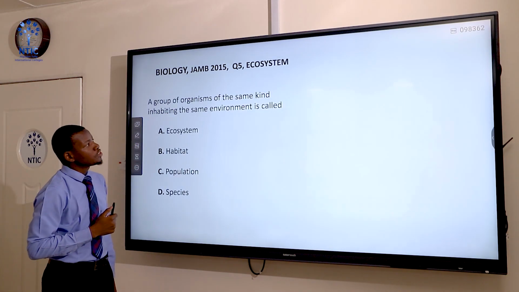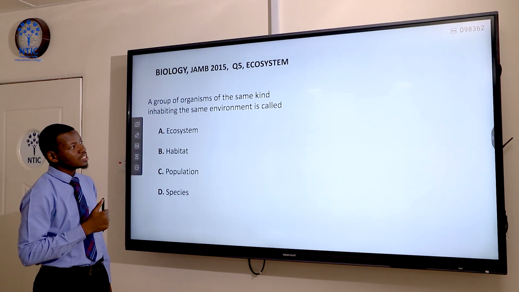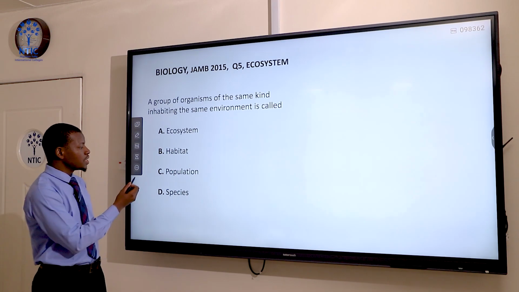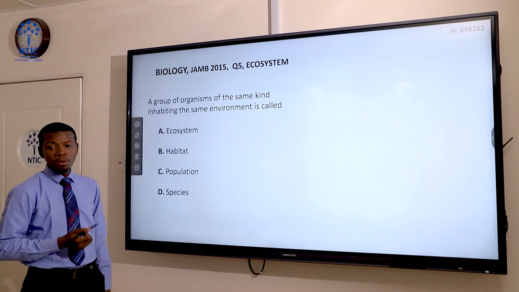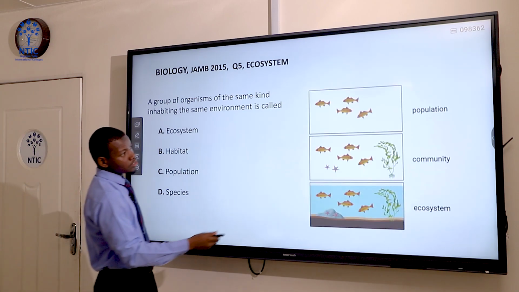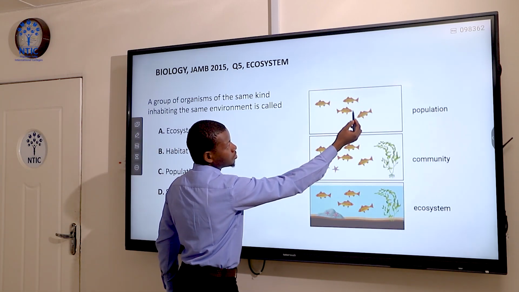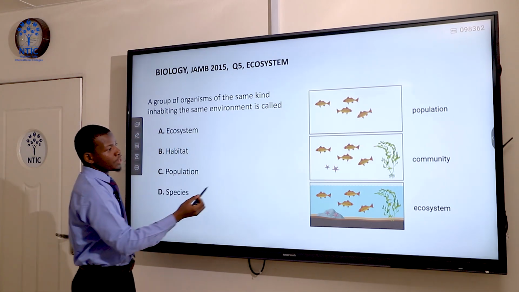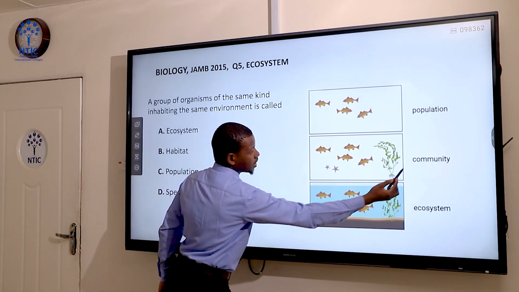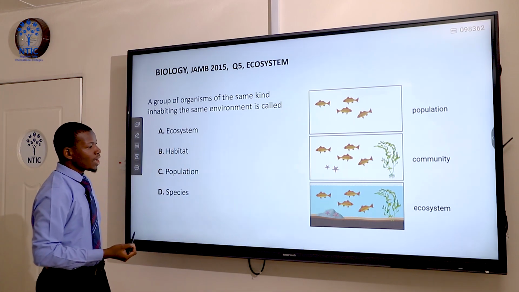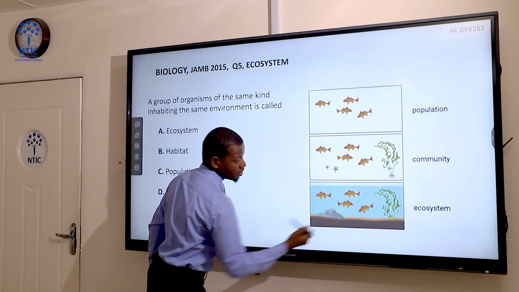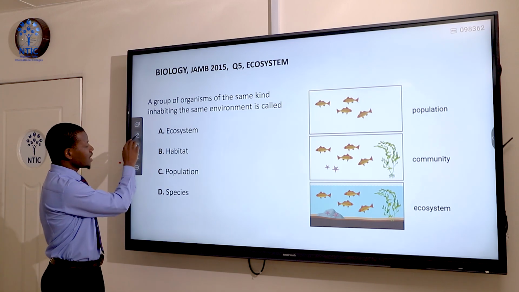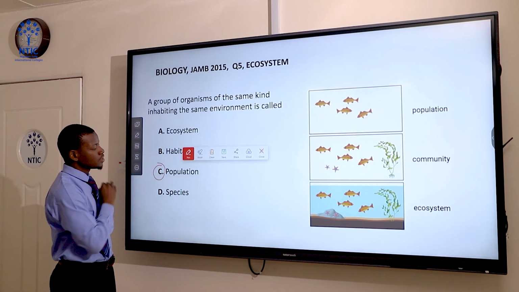Question number 5. A group of organisms of the same kind inhabiting the same environment is called option A, ecosystem, option B, habitat, option C, population, option D, species. Now, when you have several organisms living together in the same habitat, we refer to it as population. And when you have population of different organisms living together, it is referred to as community. While ecosystem involves living organisms and the non-living factors that affect them. So here, the correct answer is population.